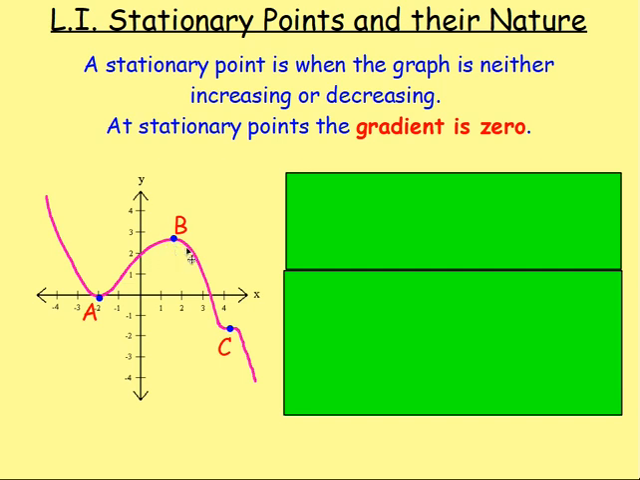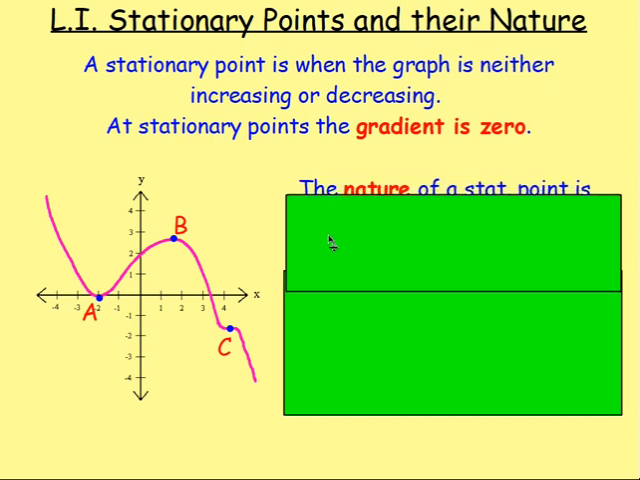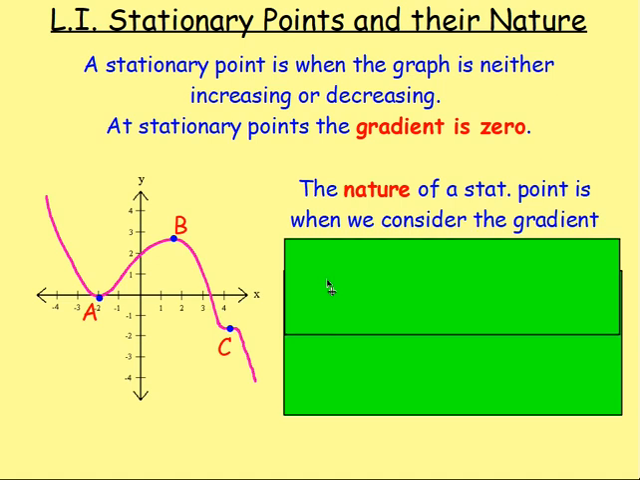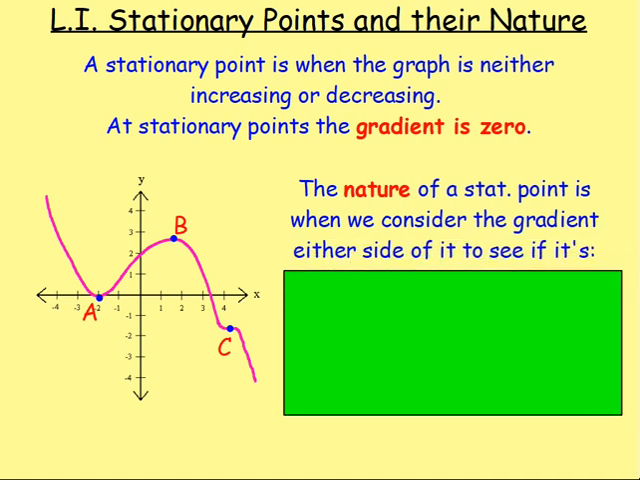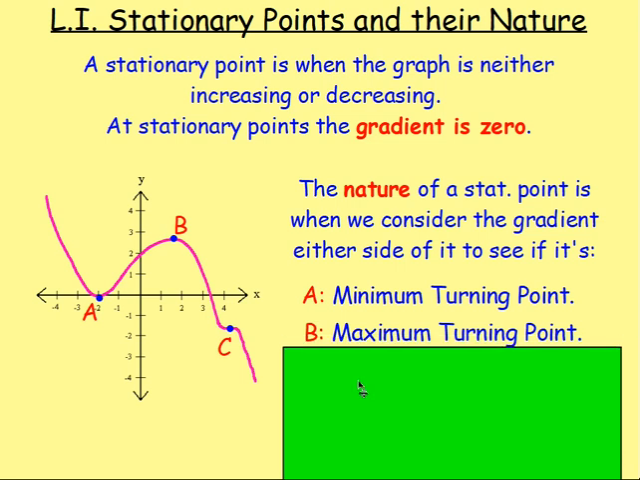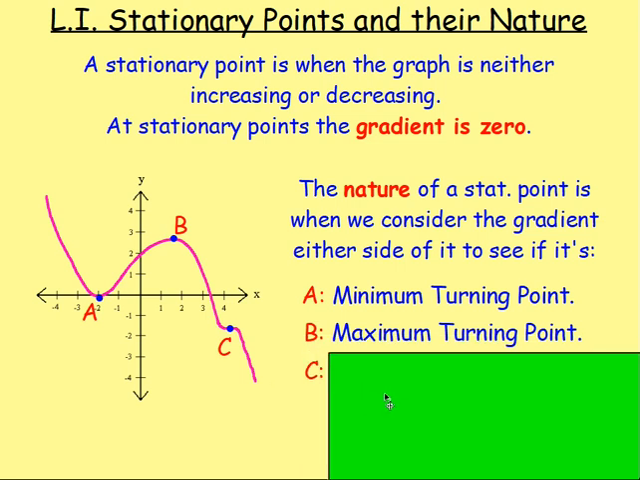You will be asked to work out the nature of a stationary point, and to do that what you want to do is take the gradient just before and just after that point, so look at the gradient either side, and you will then find if it's like point A, a minimum turning point, or point B, a maximum turning point, or it could be like point C.